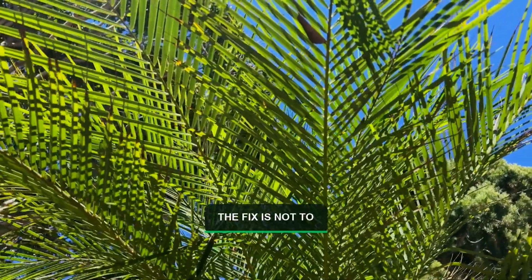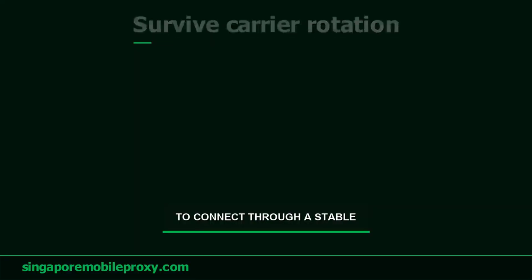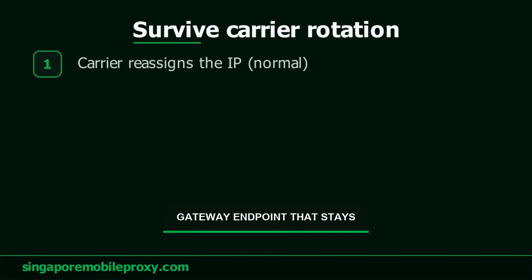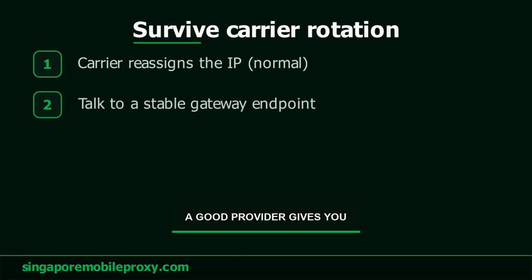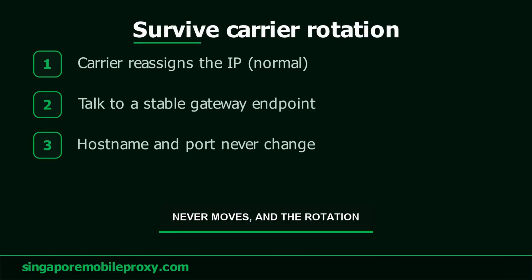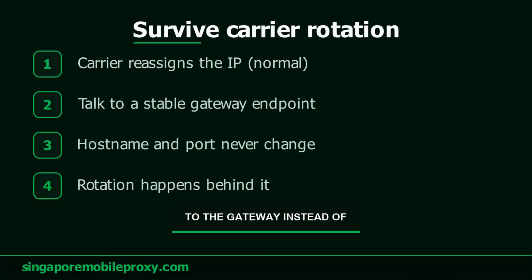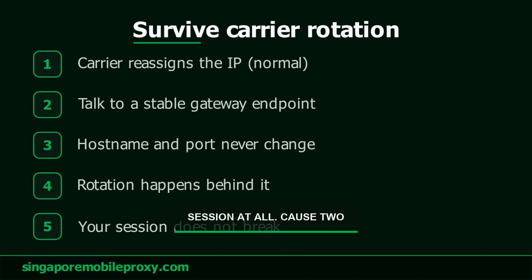The fix is not to stop the rotation, it is to connect through a stable gateway endpoint that stays constant while the IP behind it changes. A good provider gives you one hostname and port that never moves, and the rotation happens invisibly behind it. If your code talks to the gateway instead of a raw IP, a carrier rotation does not break your session at all.